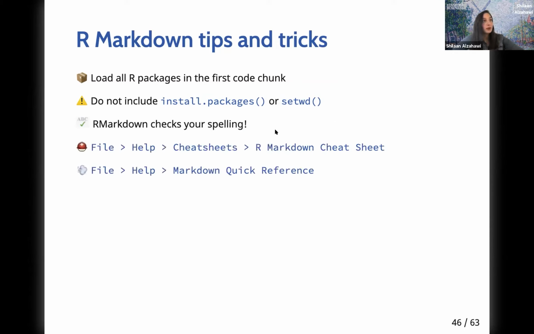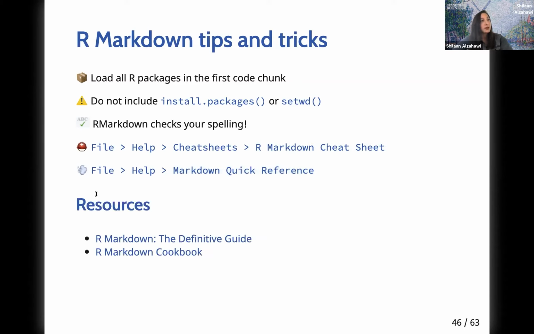And then there's also different places within R to get help. There's a cheat sheet under File, Help, Cheat Sheets, and there's an R Markdown cheat sheet under there. And then there's also a Markdown quick reference for your formatting options of your text. In terms of resources, I highly recommend these 2 books, R Markdown: The Definitive Guide, and the Cookbook. Both of those books are written by very active R Markdown developers. And I found them very useful to learn the ins and outs.